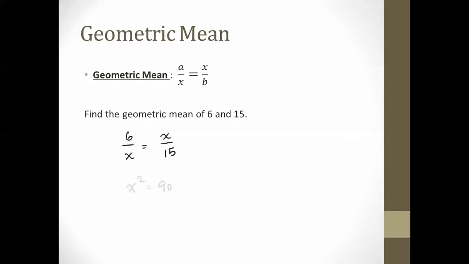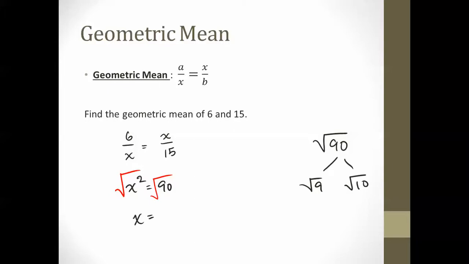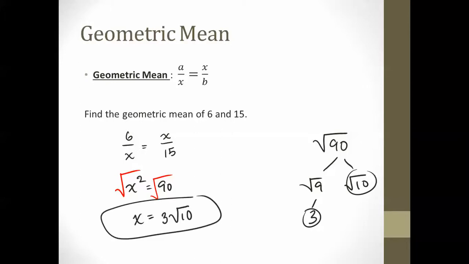X is our geometric mean, so we do the cross product property here. X times x is x squared. 15 times 6 is 90. We're going to square root both sides and get x equals the square root of 90. Now we're going to simplify the square root of 90. So using our factor tree, that breaks down to root 9, root 10. The square root of 9 is 3, and square root of 10 cannot be simplified, so our final answer is 3 root 10. The geometric mean of 6 and 15 is 3 root 10.